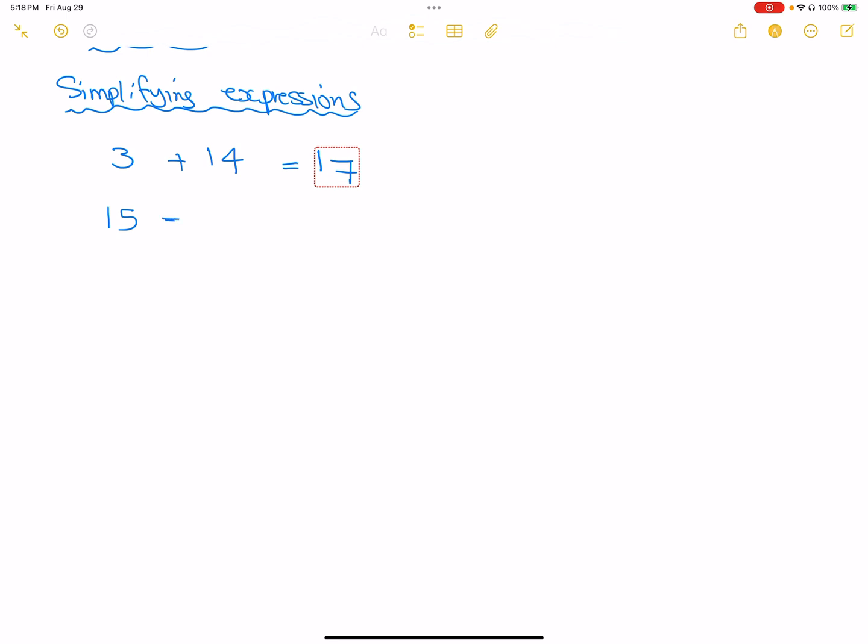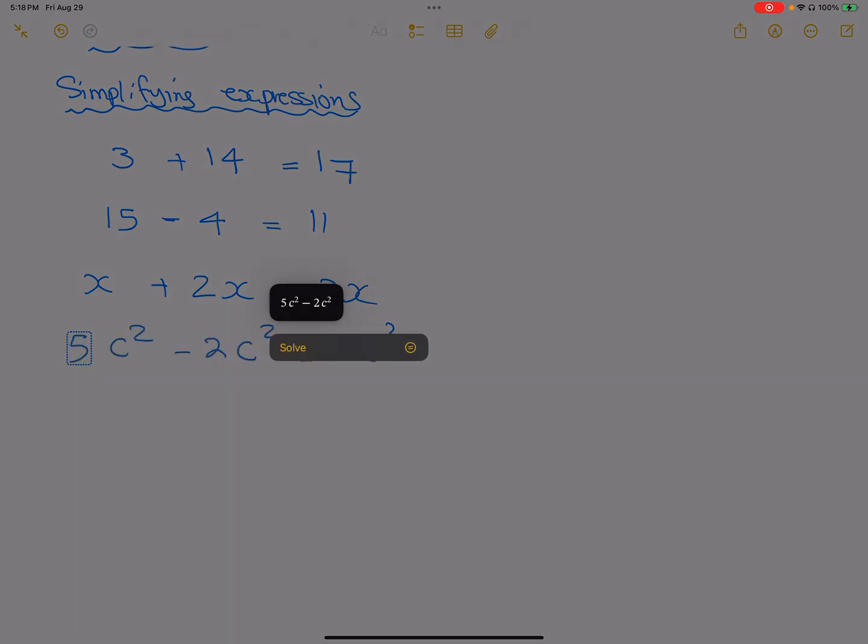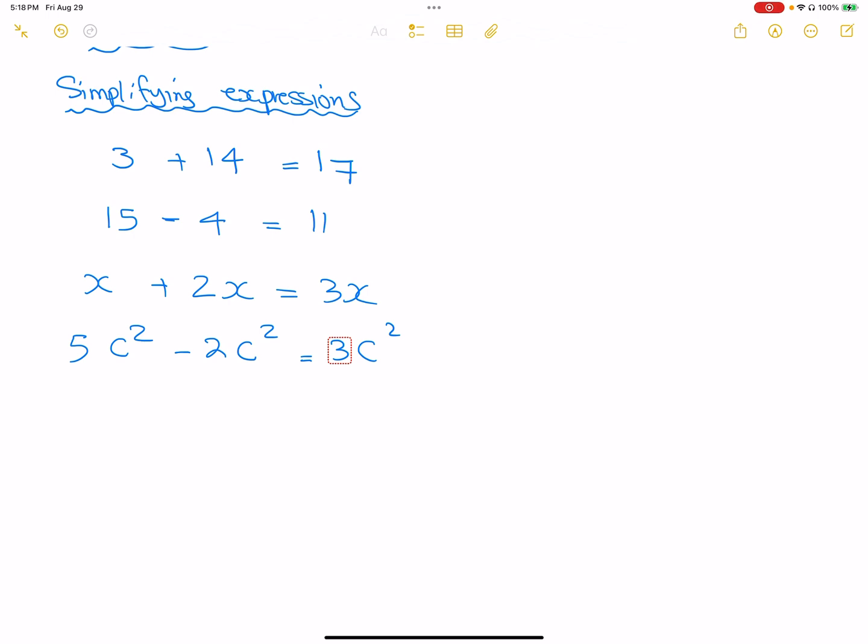15 minus 4. That could be combined to make 11. X plus 2x could get combined to make 3x. Simple as that. 5c squared minus 2c squared is 3c squared. So as you can see, like terms can be combined.